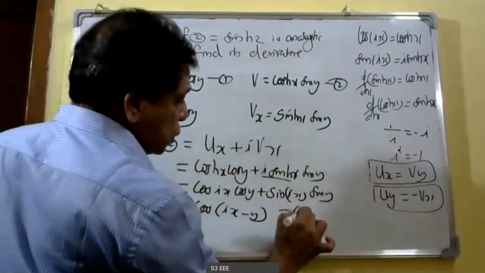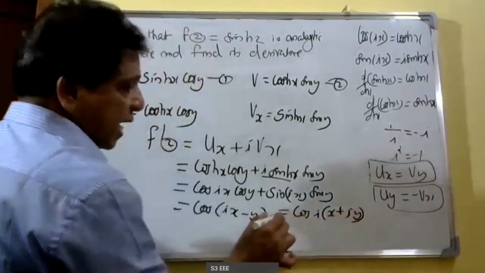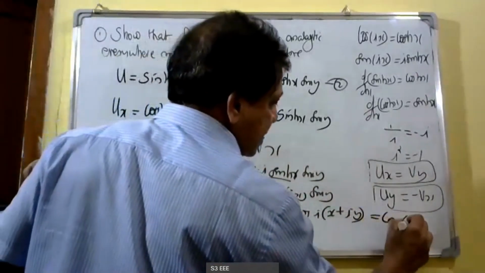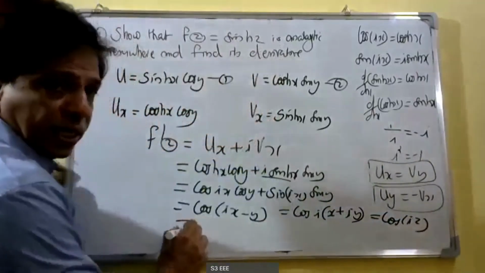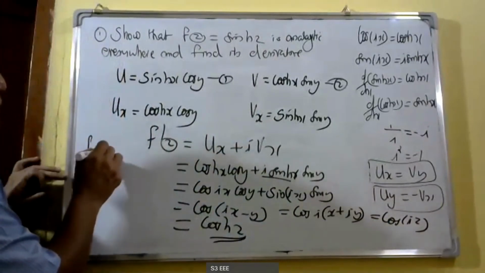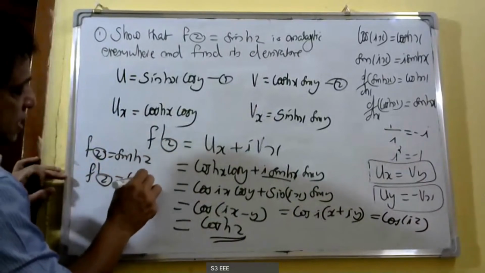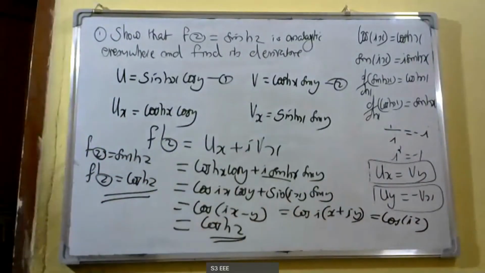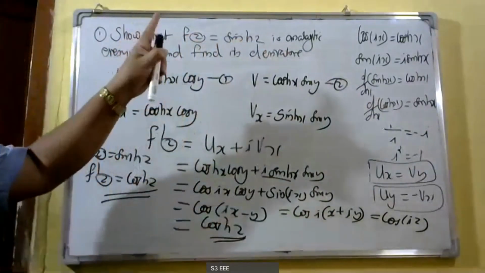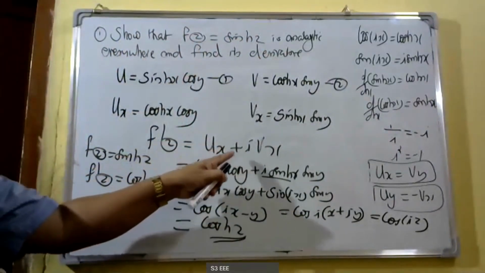Then taking i outside, cos i into x plus iy, that is equal to cos iz. Cos iz is equal to cosh z. Therefore, f of z is equal to sinh z. Then f dash z is equal to cosh z. This is the result. Therefore, we proved that f of z equal to sinh z is analytic. And also we find the derivative f dash is equal to cosh z by using the formula ux plus i vx.